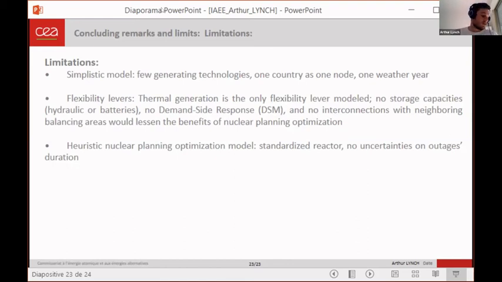The last limitation that we wanted to highlight is the fact that the nuclear planning optimization model that we built is a heuristic one. It does not totally replicate reality. For example, we use standardized reactors, which is not the case in most nuclear fleets in the world, with different reactor sizes or different reactor designs. And there are also no uncertainties on outage durations, which is often the case in nuclear operation, where some outage durations may be longer than planned.